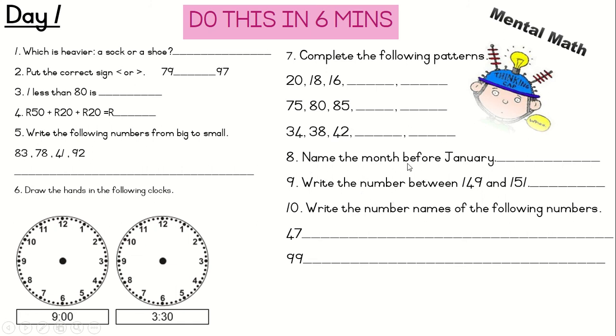Then, name the month before January. What month comes before January? Write the number between 149 and 151. What number will be in between? Write the number names of the following numbers. Now you have to write out the name in words for 47 and 99. Right, let's go to day 2. There is our day 2.